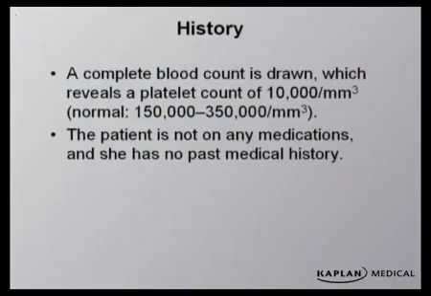The complete blood count was drawn, which revealed a platelet count of 10,000. So definitely low platelets. The normal is 150,000 or above. The patient is not on any medication, and she has no past history. So right away you know that the likely problem is the platelet count. But what we don't get is whether she has any other deficiencies in the rest of the complete blood count.